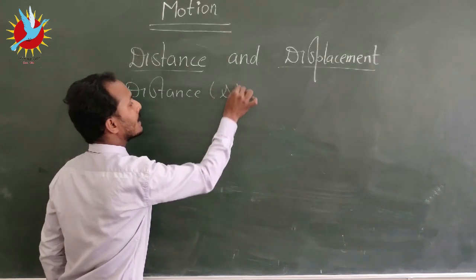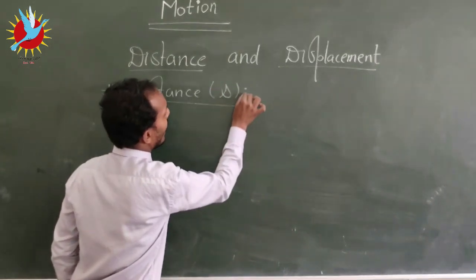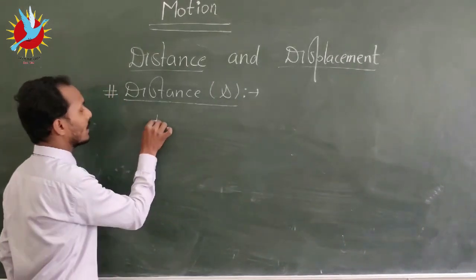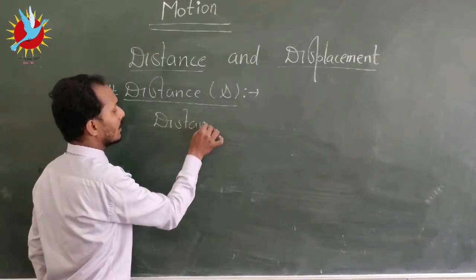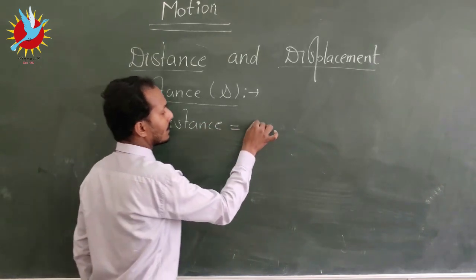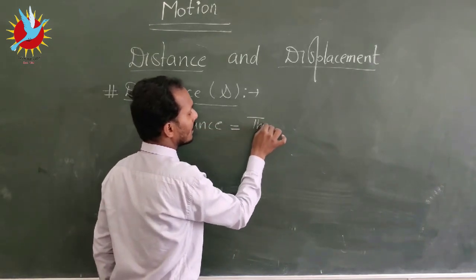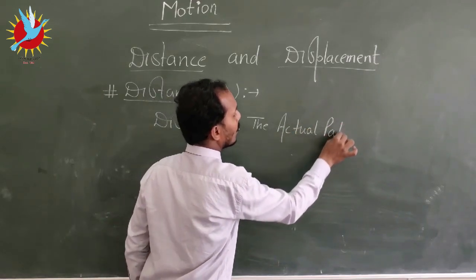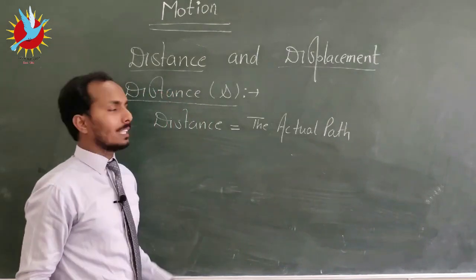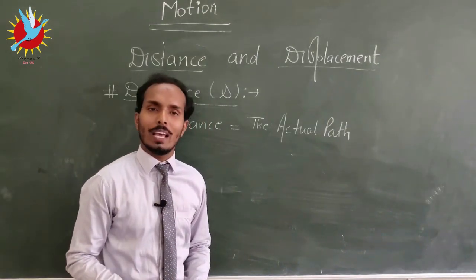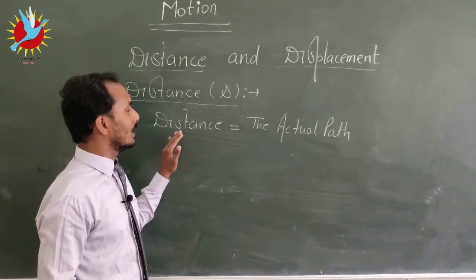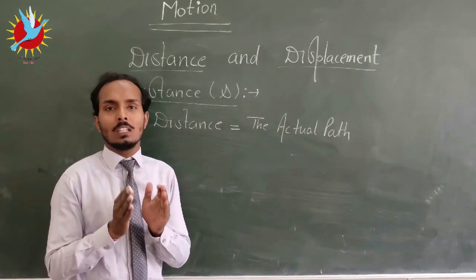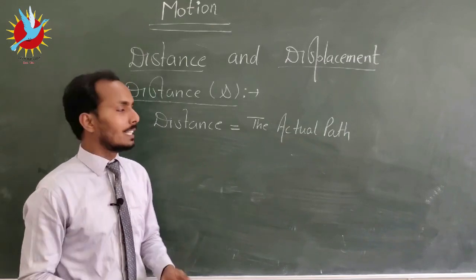Distance, the symbol of distance is S, and you may define it as the actual path covered by the body. The actual path covered by the body is known as distance. What is distance? Distance means the actual path you cover, that is distance.